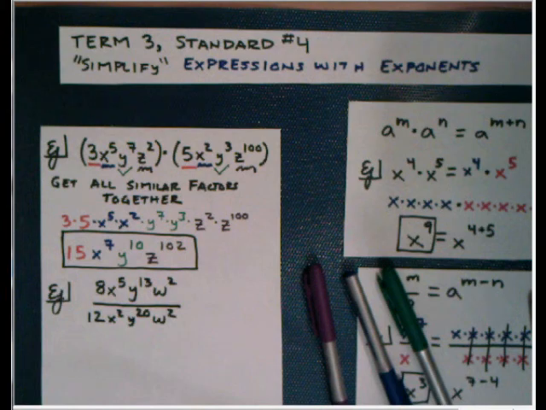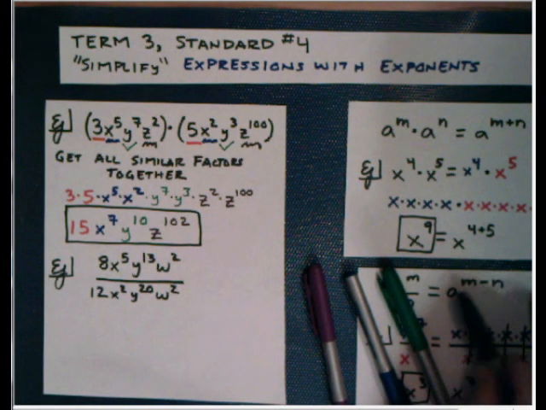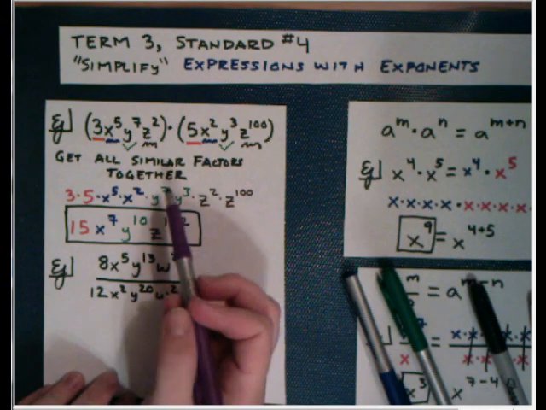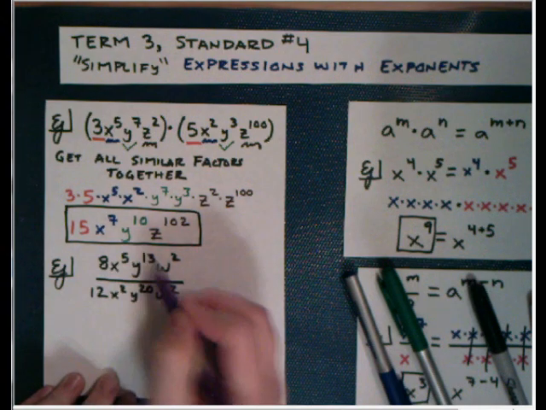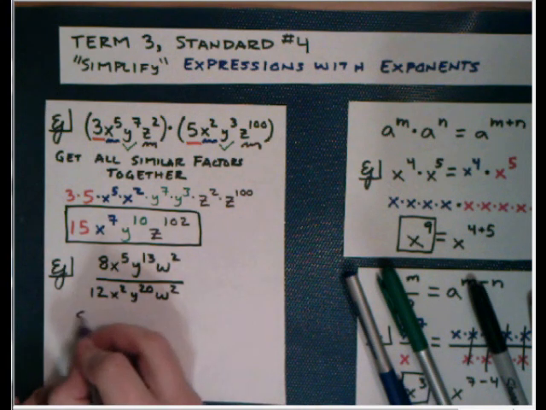Okay, here we go. Got one right here. Just made it up. It should be very similar to the ones you see on standard 4. This time we're dividing. So 8x to the 5th, y to the 13th, w squared, all over 12x to the 2nd, y to the 20th, w squared. Okay, so I'm going to start simplifying this. Again, I'm going to do the same thing as before and look at the similar factors together. First the numbers, then the x's, then the y's, then the w's. For the numbers, I'll use purple.